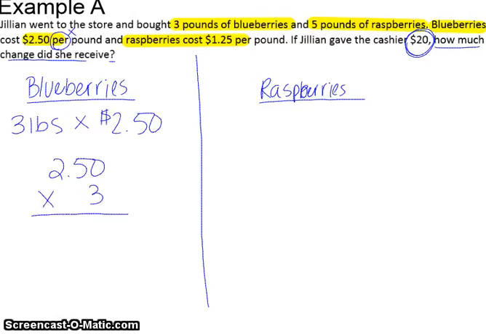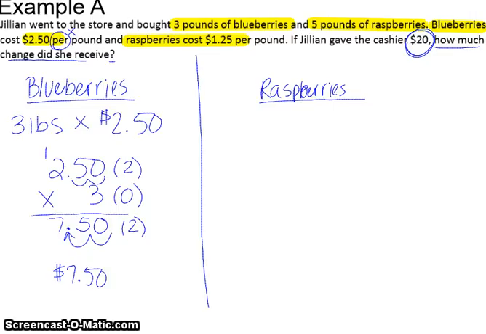Remember that when you multiply and you have a decimal, you don't have to line them up. So I'm going to do 3 times 0, which is 0. 3 times 5, which is 15. 3 times 2, which is 6, and 6 plus 1, which is 7. I'm going to count how many places I have behind my decimal. So I have 1, 2. And then I have no places here. So I know I need to move my decimal over 2 places. So I know that my blueberries are going to cost me $7.50. So let's keep that there, and then let's do the raspberries.